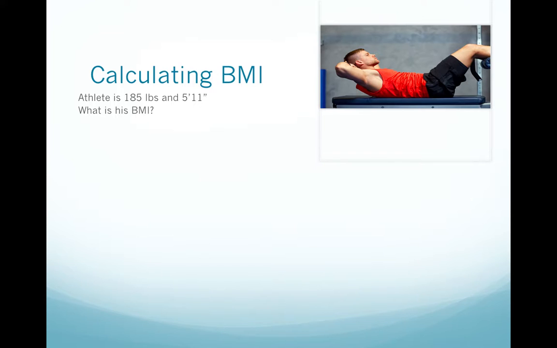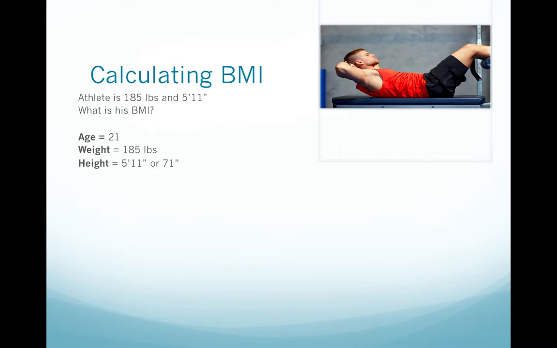Now remember, BMI does not measure body fat directly. You would need a body fat calculator to do this. So now that we've briefly reviewed BMI, let's look at our example. If this particular athlete is 21 years old, weighs 185 pounds, and is 5 feet 11 inches tall, what is his BMI? So there are his stats right there.